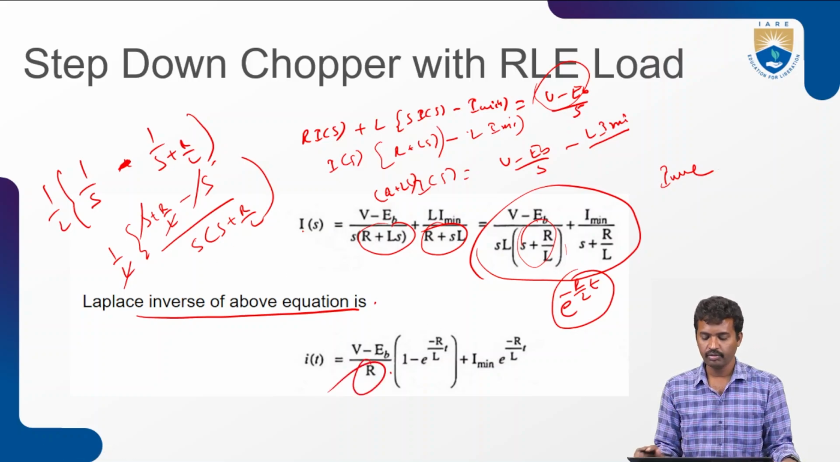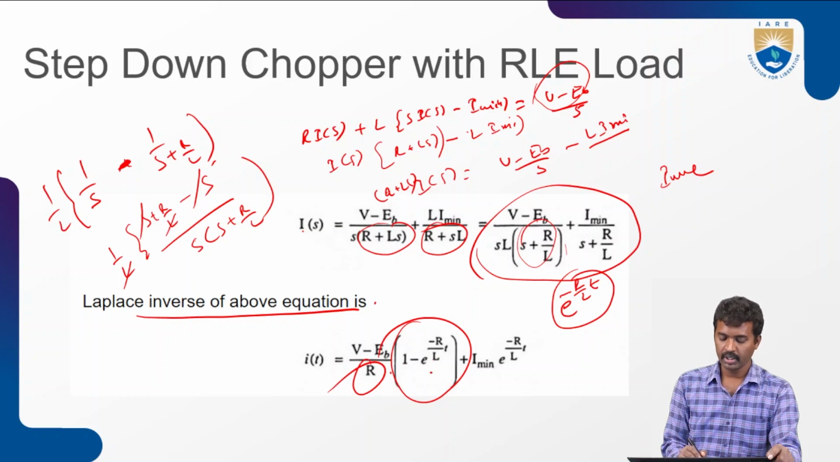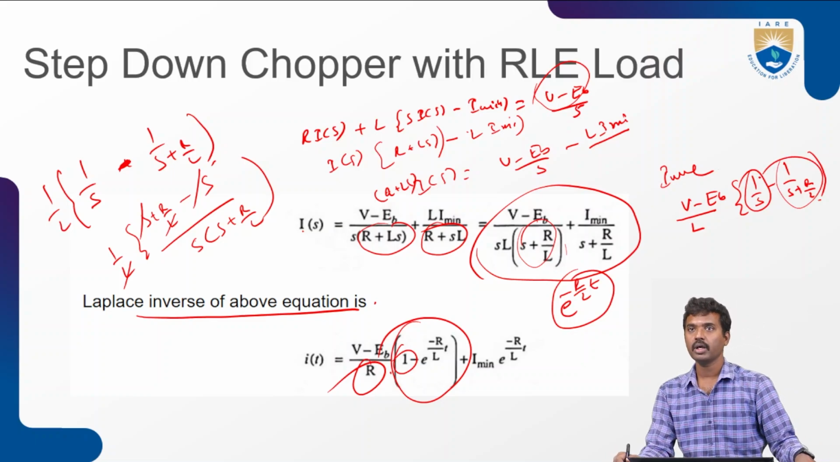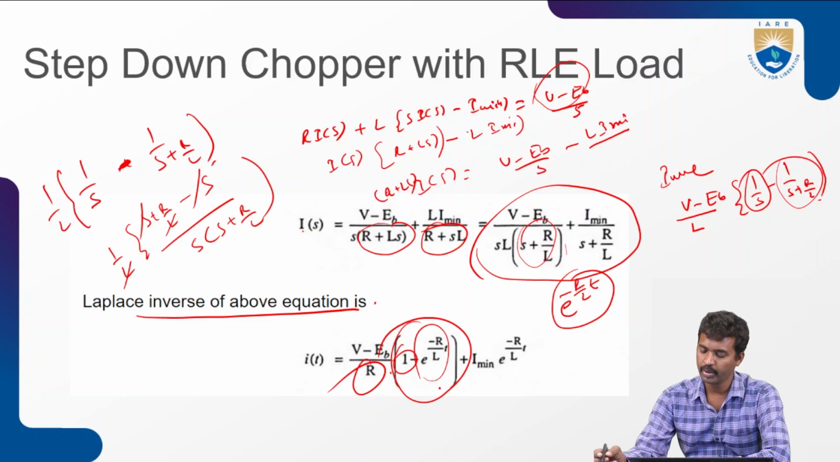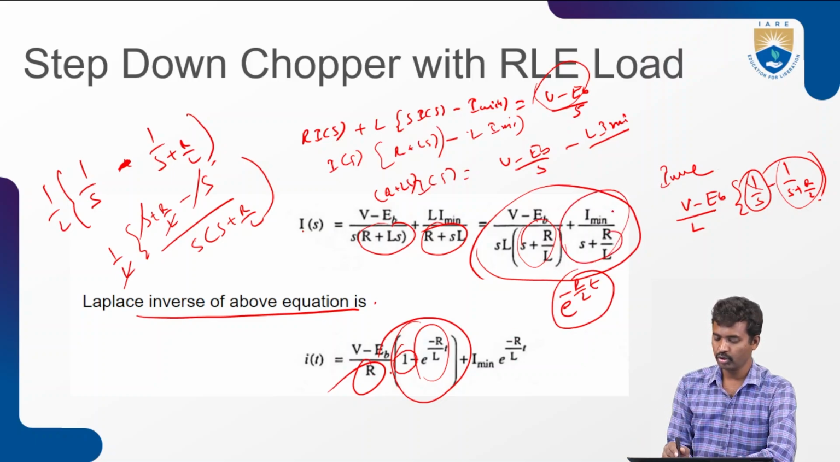If you separate this, here 1 minus E minus R by L. Actually it is written as 1 minus EB by L, 1 by S minus 1 by S plus R by L. Here 1 by S, and 1 by S plus R by L is the inverse Laplace form of this. If you add these two terms, you get R by L, L by R. L gets cancelled, and only R you will get. So this is the same, if you apply I minimum into E power minus R by L.